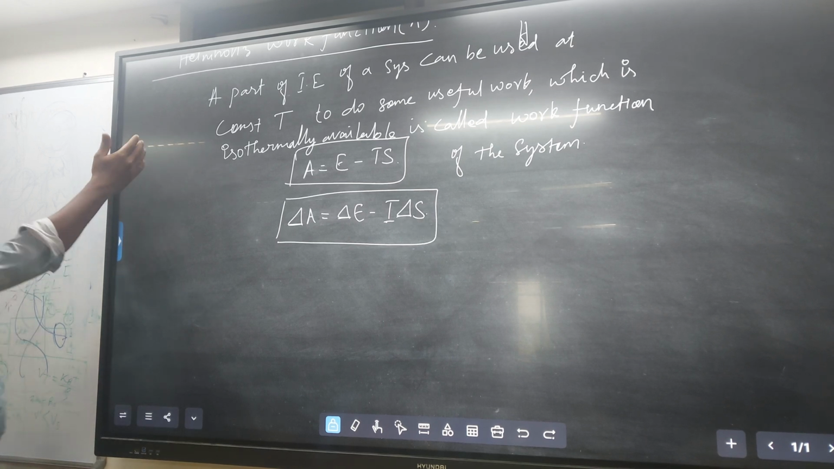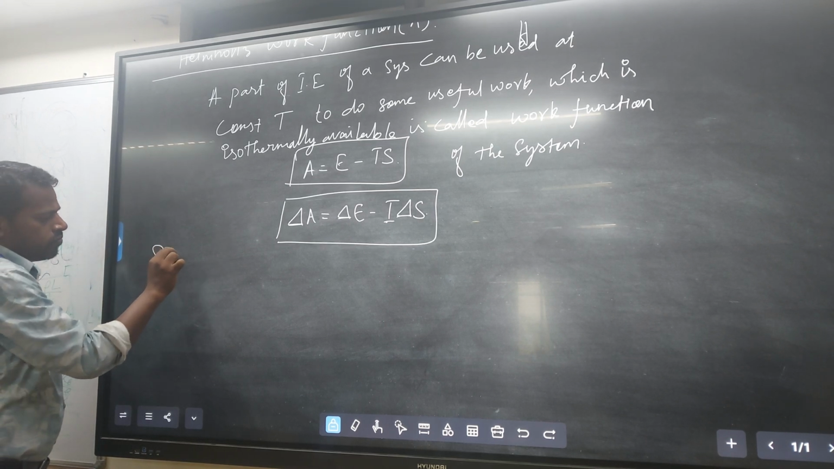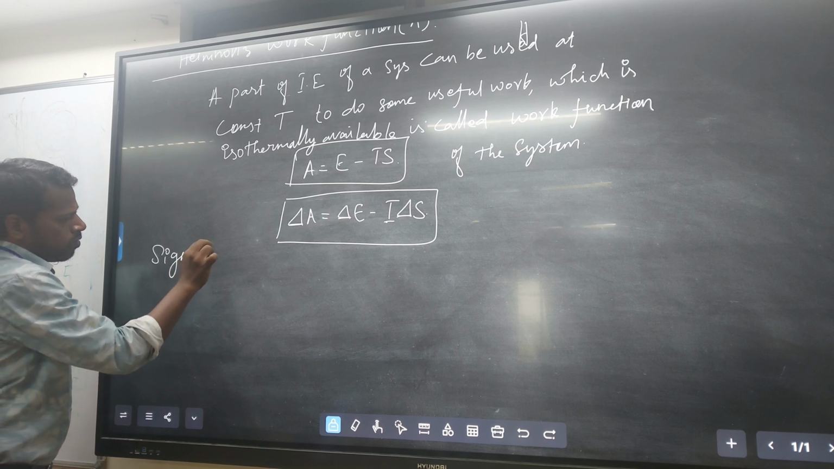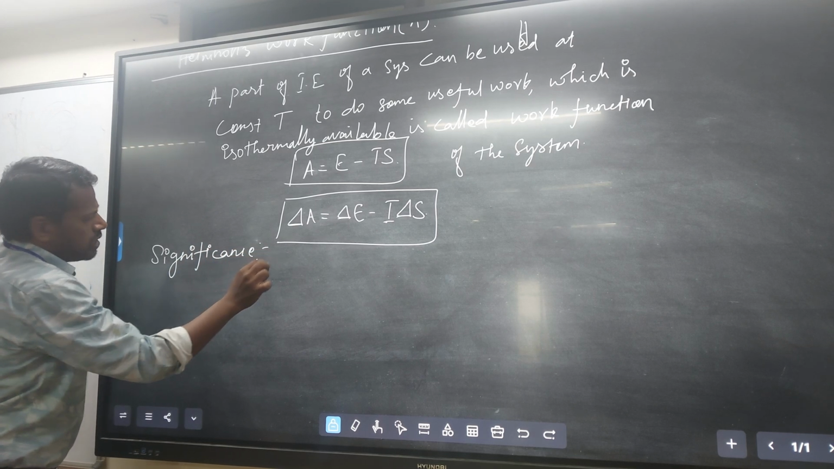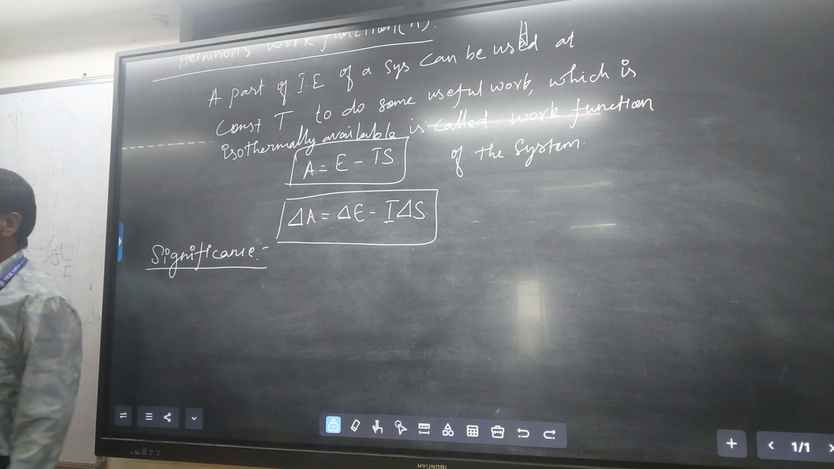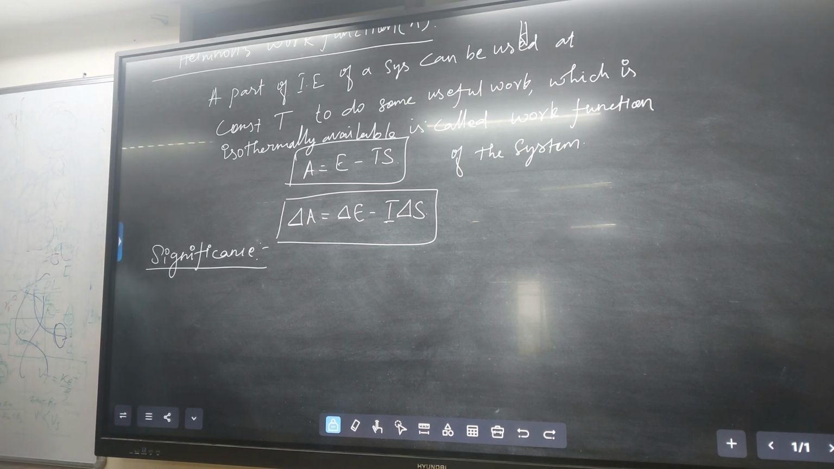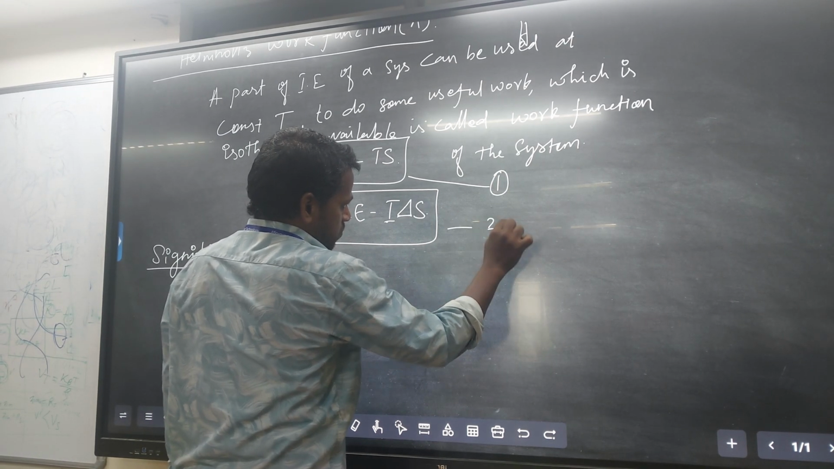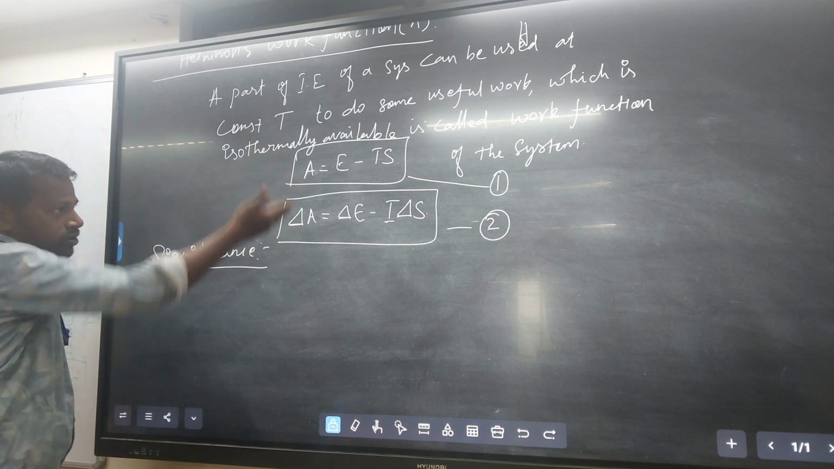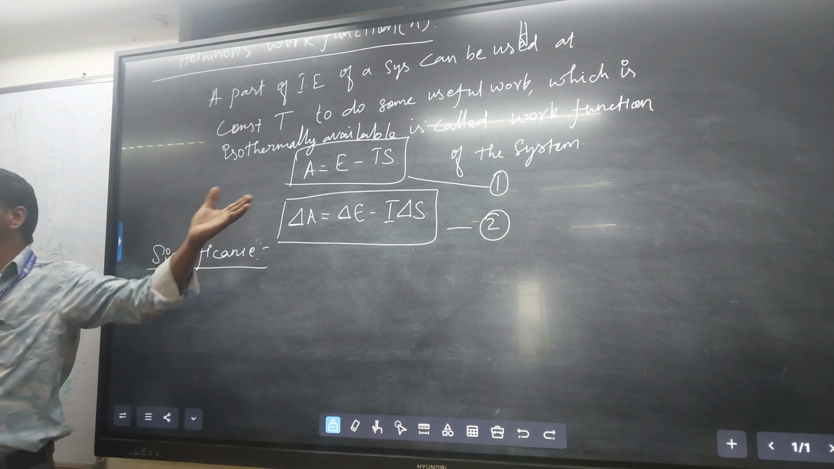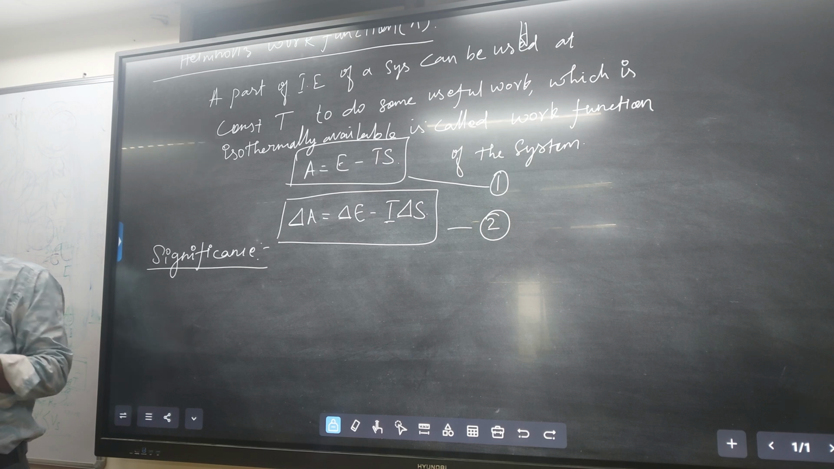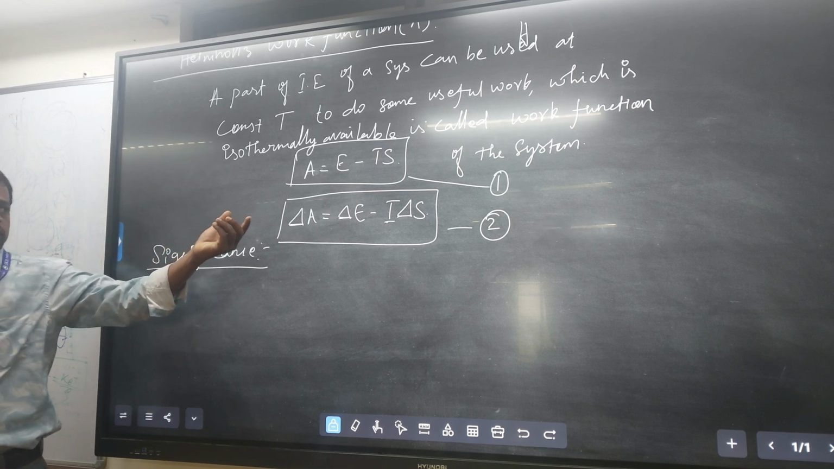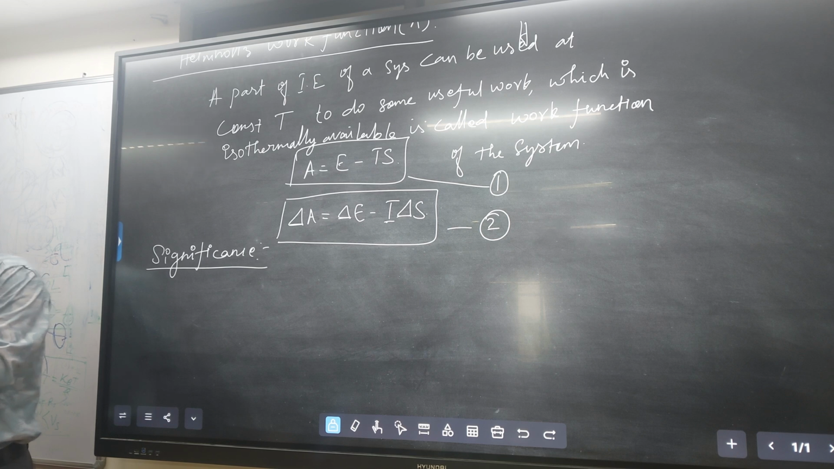What is the significance of the work function, or Helmholtz free energy? Take this as equation 1 and equation 2. Start from A equal to E minus TS. When the system starts work at constant temperature, the equation changes to delta A equal to delta E minus T delta S.